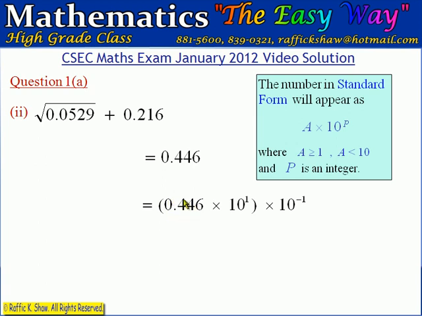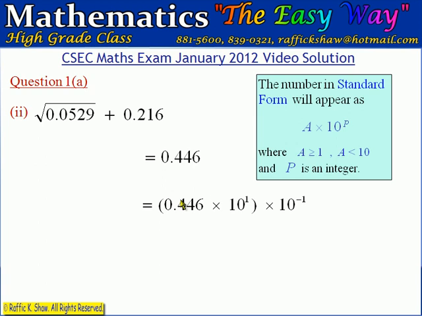And this is it. We are multiplying this expression by 10 to the 1, so we can move the decimal place one place to the right. But to cancel this multiplication, we also have to multiply by 10 to the negative 1.